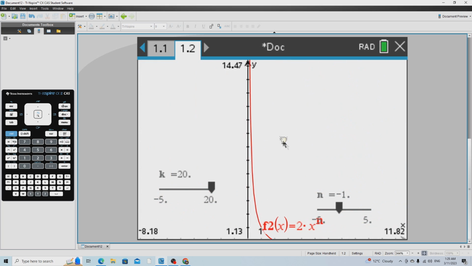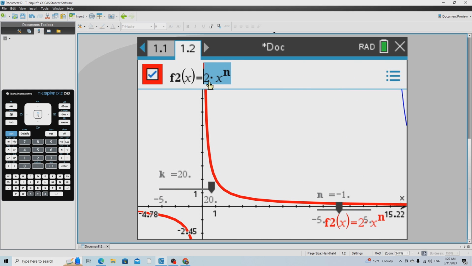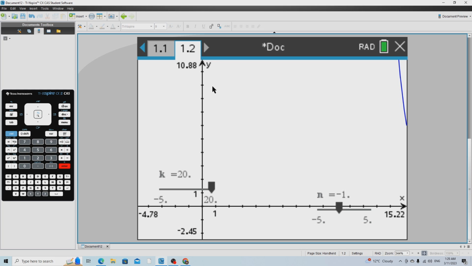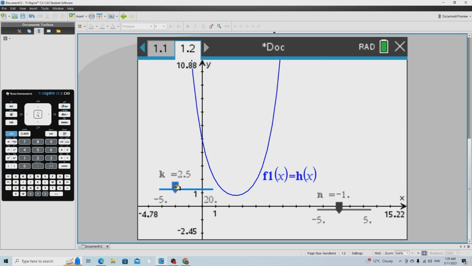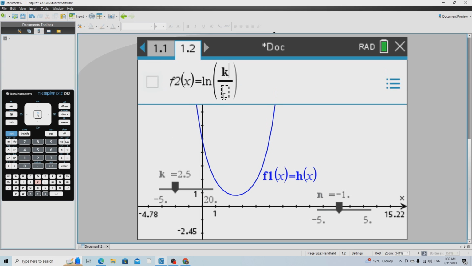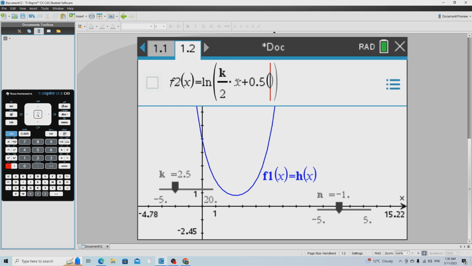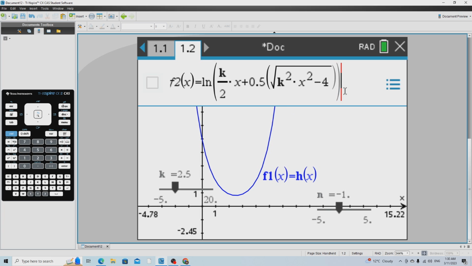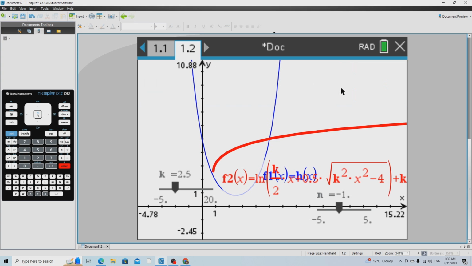Okay, so I want to delete some stuff here because it's too much. If I take this out, this over here is h of x, and it can go to infinity, where k is greater than 0. If I draw the thing they're telling me here, which is the inverse of it, natural log of k over 2 times x plus 0.5 root x squared times x squared minus 4 plus k, yes, draw that, and it's this.